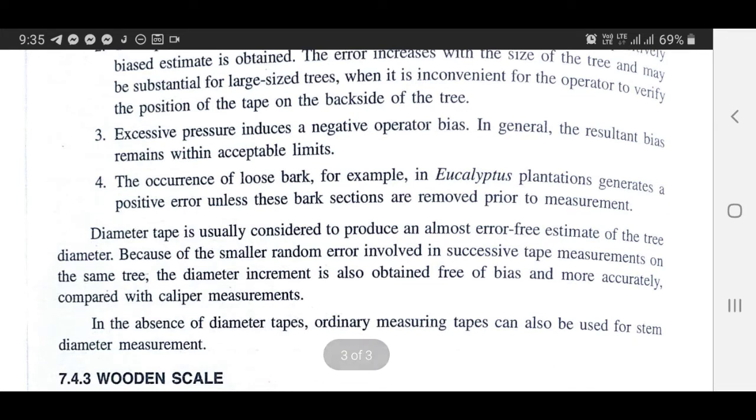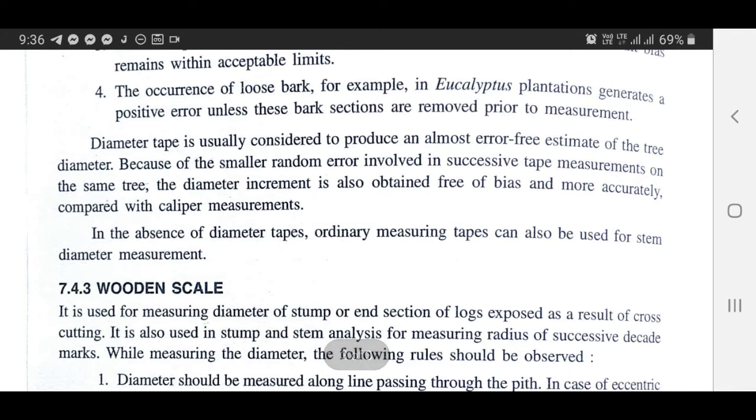The occurrence of loose bark, for example in eucalyptus plantation, generates a positive error unless these bark sections are removed prior to measurement. Diameter tape is usually considered to produce an almost error-free estimate of the tree diameter because of the smaller random error involved in successive tape measurement on the same tree. The diameter increment is also obtained free of bias and more accurately compared with caliper measurements. In the absence of diameter tapes, ordinary measuring tapes can also be used for stem diameter measurement.